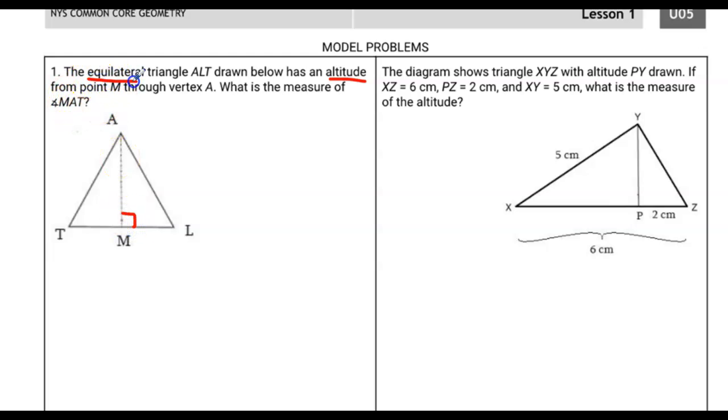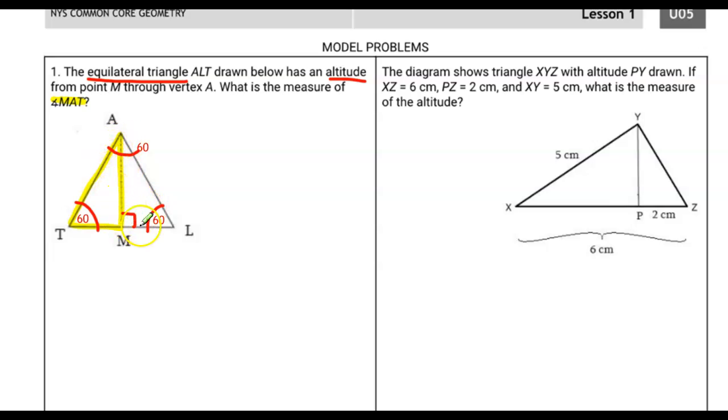Well, we know it's an equilateral triangle. So, in an equilateral triangle, all the angles are the same measure. So I've identified all the different angles that are 60 degrees. Since it's an equilateral triangle, all angles are 60 degrees. Now it's talking about the measure of angle MAT. And you can see that this angle is not the entire top angle, it's just part of the top angle.